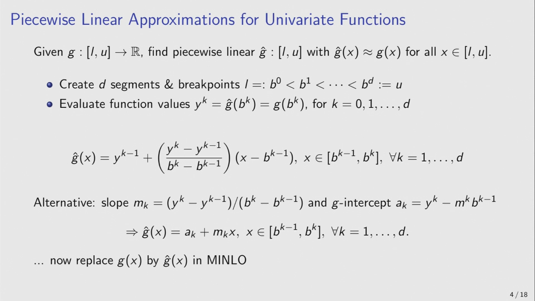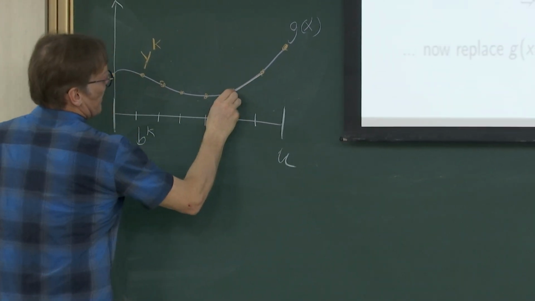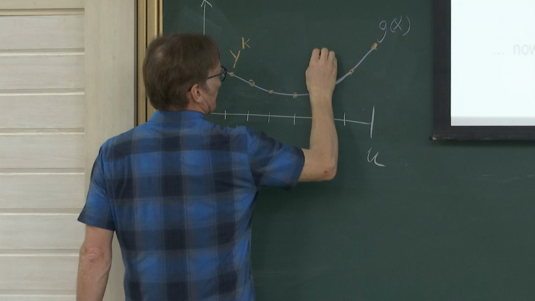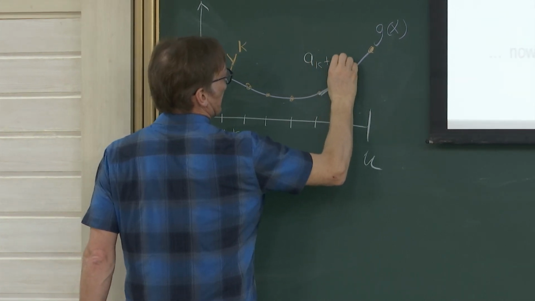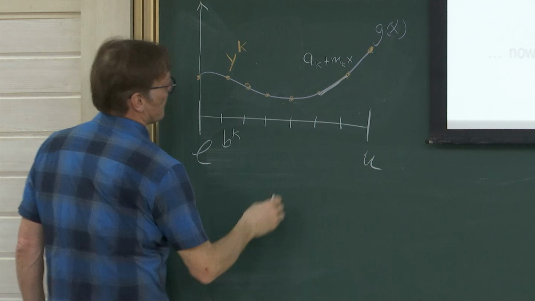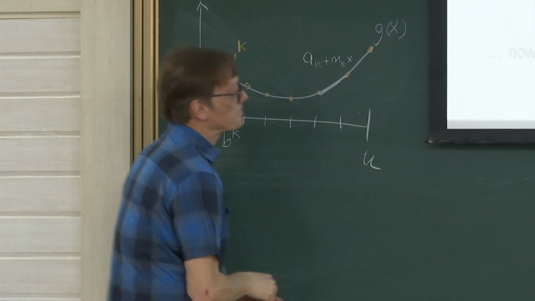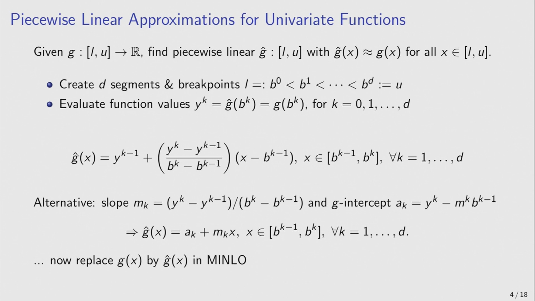Very easy. You can also just compute the slope and the intercept by forming these values, and then I can represent this affine approximation as a_k plus m_k x. So somewhere here, there's this linear approximation that's a_k plus m_k x in this interval here. And so now I'm going to put all these together and show you how we can model these problems as a mixed integer linear optimization problem.